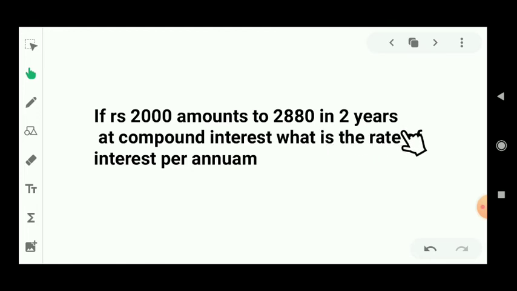Next question is, if rupees 2000 amounts to 2880 in 2 years. That means student, this is the amount which is given already in the question, that is 2880 rupees. This is the time, that means N, it is 2 years, and this will be the principal, that means 2000 rupees. At compound interest, what will be the rate of interest per annum? That means in this question we have to find out the rate, that is R.